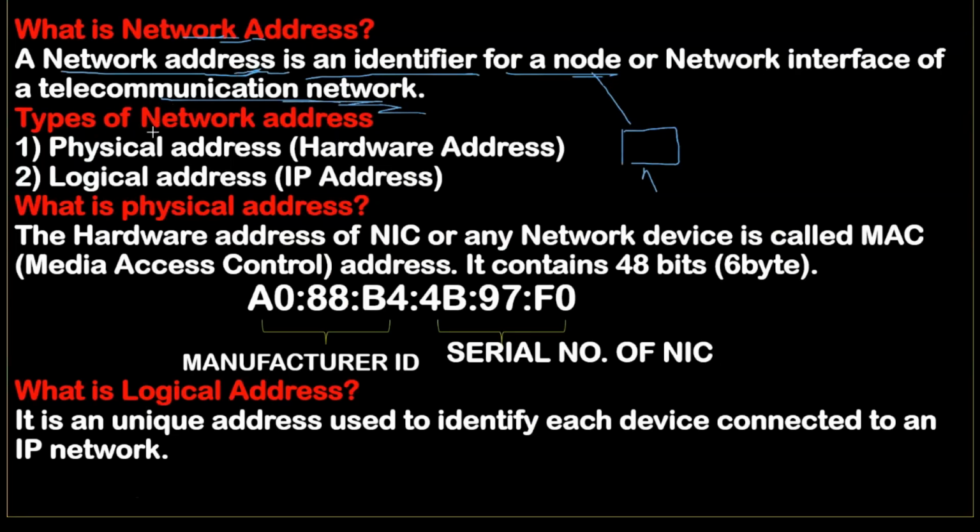Types of network address. Here we have two types of network address. Number one is the physical address. Number two is the logical address. Physical address means your hardware address, your MAC address. Logical address means your IP address.